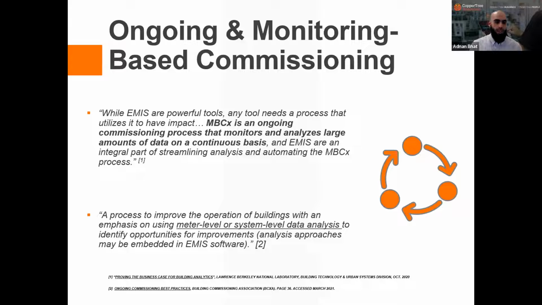commissioning process. So in this process of monitoring-based commissioning or ongoing commissioning, there's an emphasis on using meter level and system level data to continuously identify opportunities for improvements and eventually implement those improvements. So monitoring-based commissioning is a data-driven process within a continuous improvement framework that is set to improve building performance on an ongoing basis.